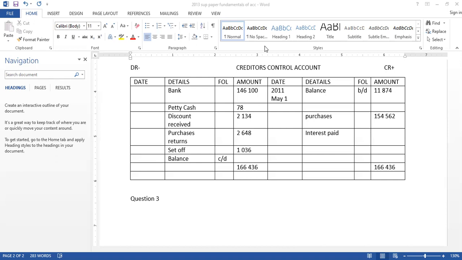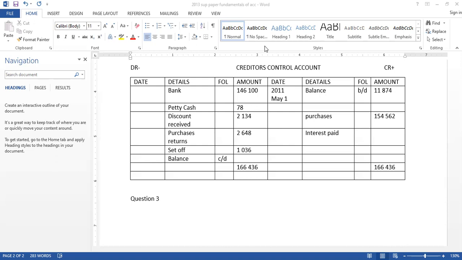So we draw up an updated creditors ledger. When it comes to bank reconciliation, remember we draw up an updated cash book. Now with the suppliers reconciliation, we draw up an updated creditors ledger, and then we draw up a suppliers reconciliation statement. When it comes to the bank statement, we draw up a bank reconciliation statement, but in this case, we draw up a suppliers reconciliation statement.